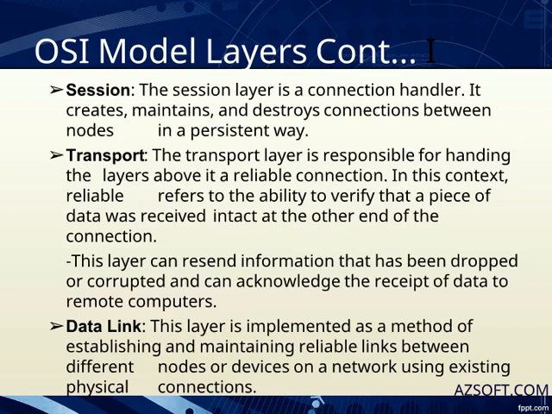This layer can resend information that has been dropped or corrupted and can acknowledge the receipt of data to remote computers. Data link. This layer is implemented as a method of establishing and maintaining reliable links between different nodes or devices on a network using existing physical connections.